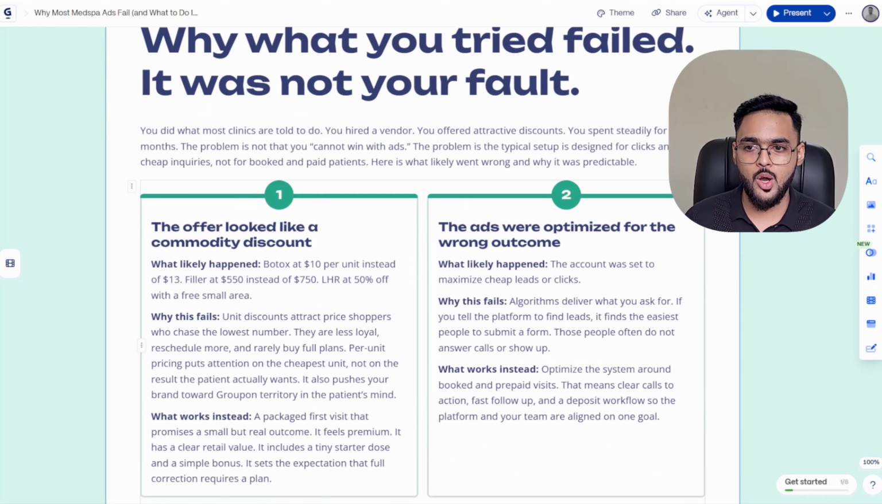So let's talk about the second reason, which is the ads were optimized for the wrong outcome. Most agencies optimize campaigns for cheap leads. You'll get form fills, but those people don't answer or even remember signing up. That's why you saw names coming in, but no one showing up. The fix is optimizing the system around booked and prepaid visits. Everything from the ad to the creative to the follow up points to a single goal: a patient who has reserved a spot and paid a small deposit.